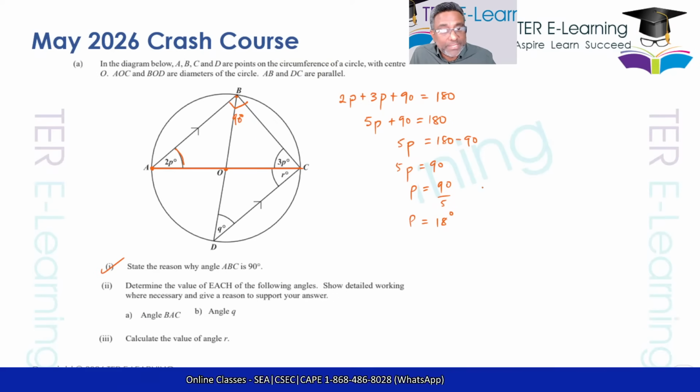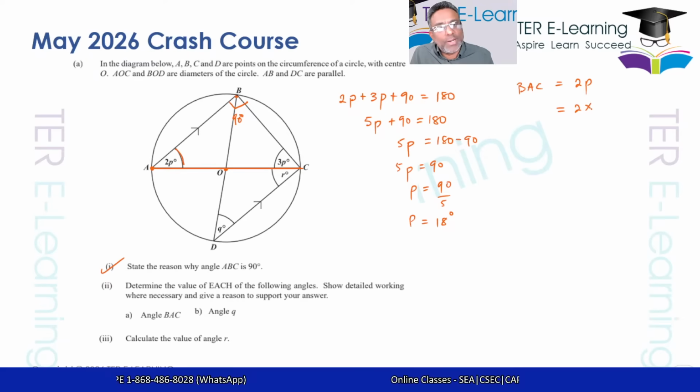Oh, sorry, that's P. So BAC is equal to 2P. That's going to be 2 times 18, so you're going to get 36. That's a good thing to always do. When you calculate something, make sure that you double check your answer. I worked out P here and thought that's the answer, but the question wanted BAC. So you have to multiply by 2 to get angle BAC.